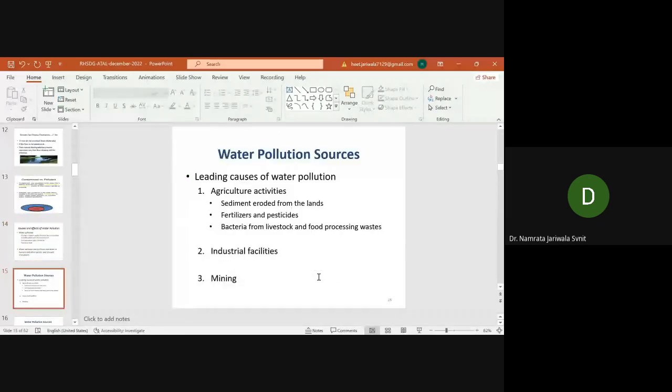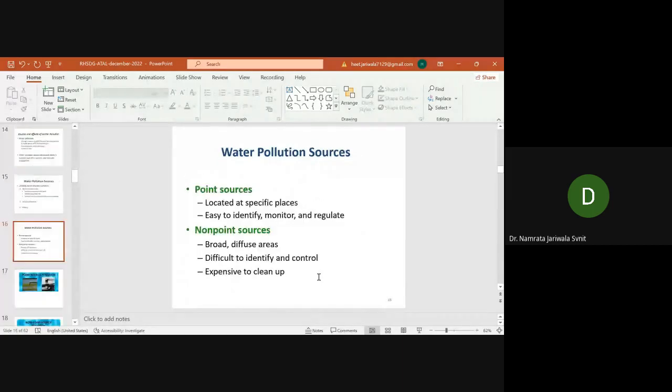So ultimately we have to consider excess temperature also a very important source. As I have discussed for water pollution, you may have sources like agriculture, industrial activity, and mining. Now the very important thing is we have to consider the point source and the non-point source. A point source is located at a specific place, and it is very easy to identify, monitor, and regulate. In urban cities, generally the treated, partially treated, or untreated wastewater we are directly diverting to the water bodies. Generally the outlets are a known source, and that is considered a point source.